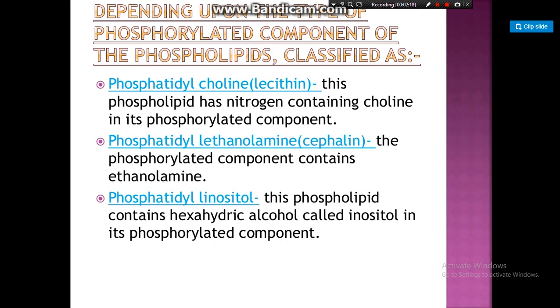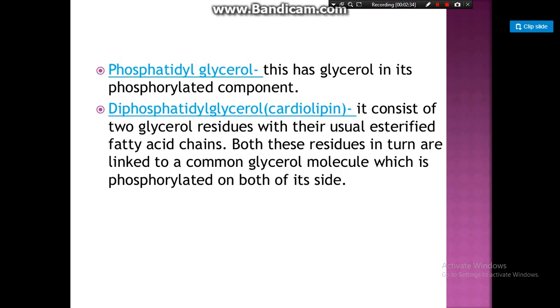Depending upon the type of related components, the phospholipids are classified as phosphatidyl choline, lecithin, and cephalin. The next slide shows phosphatidyl glycerol and diphosphatidyl glycerol.